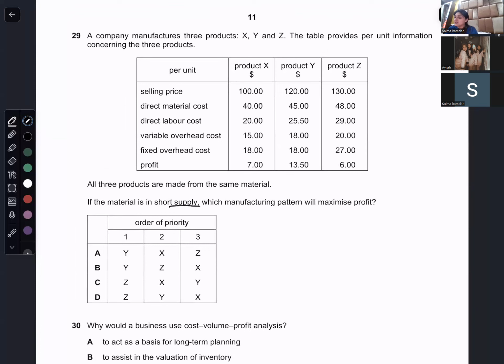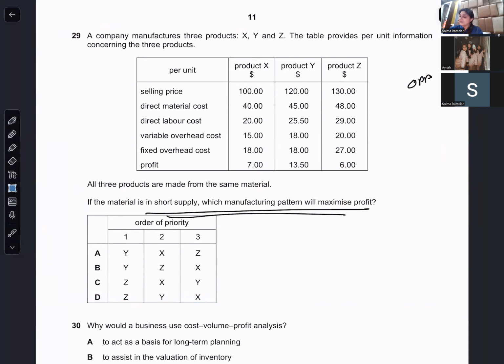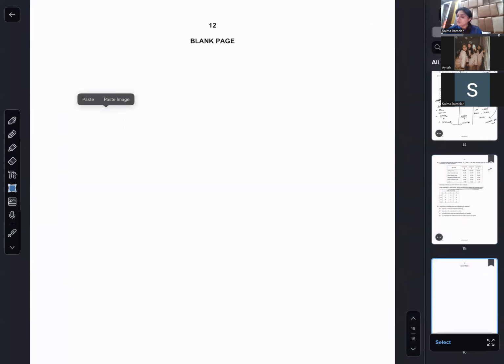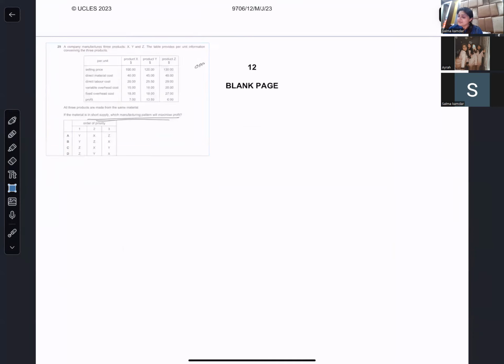If material is in short supply, which manufacturing pattern will maximize profit? Ira, what are they asking us to calculate? The optimum product plan. So to make the optimum product plan, what will we find out? Contribution per limiting factor. So the material is the limiting factor.